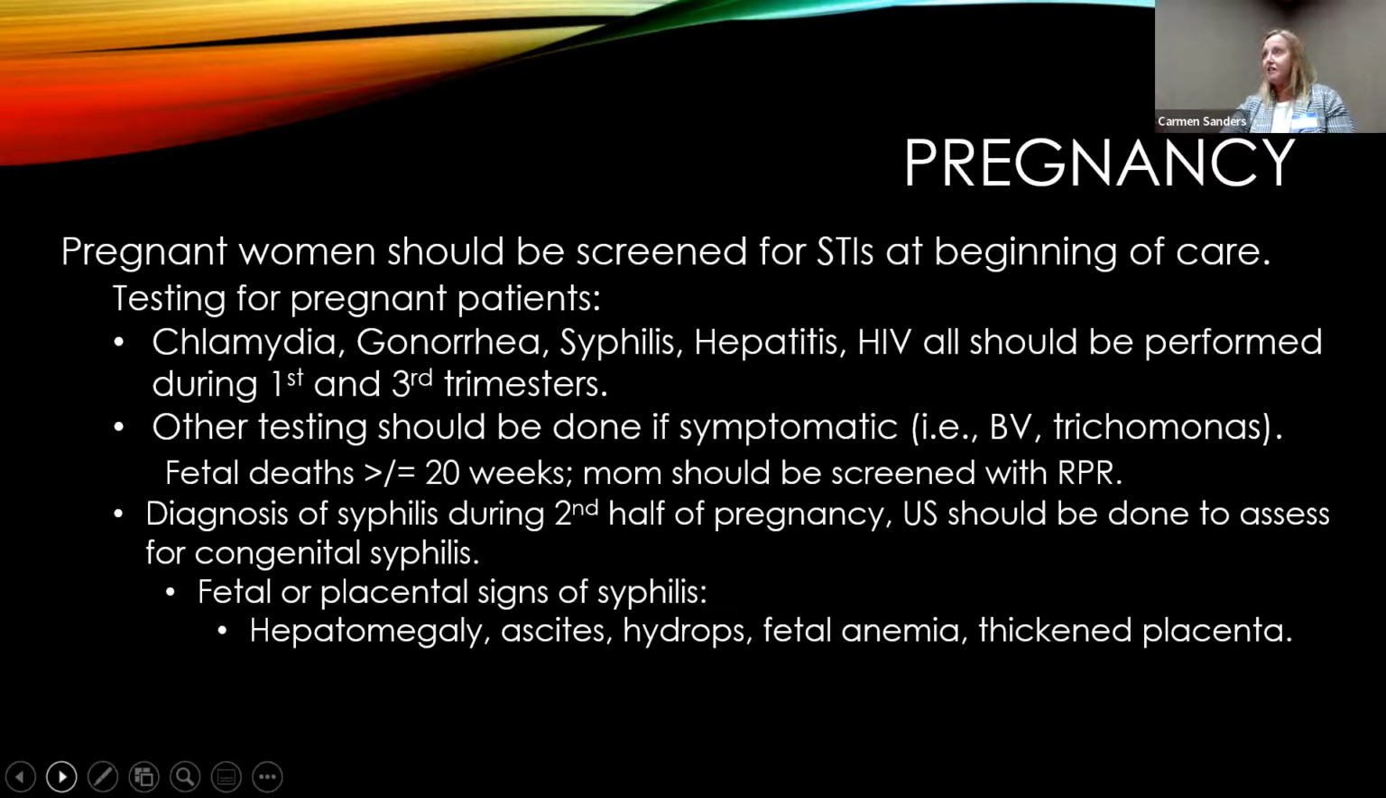Get your ultrasounds done if that syphilis is contracted or diagnosed within that second half of the pregnancy to make sure that it's not already a congenital case. And if a treatment for syphilis is given 28 days before birth, it's still considered a congenital case, whether or not there's effects to the fetus. We'll go ahead and just go to the next one.